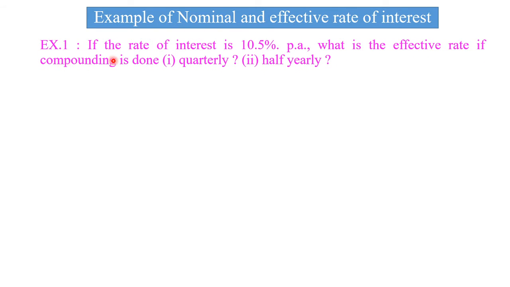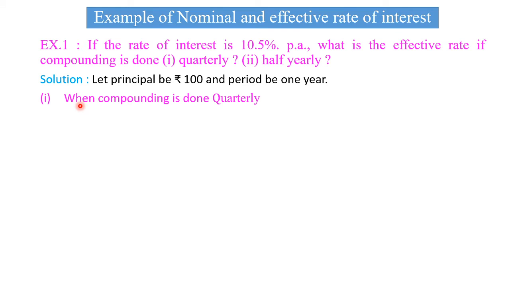Students, let us see some examples of nominal and effective rate of interest for better understanding. Example number 1. If the rate of interest is 10.5% per annum, what is the effective rate if compounding is done quarterly and half yearly? Solution. Let principal be rupees 100 and period be 1 year.